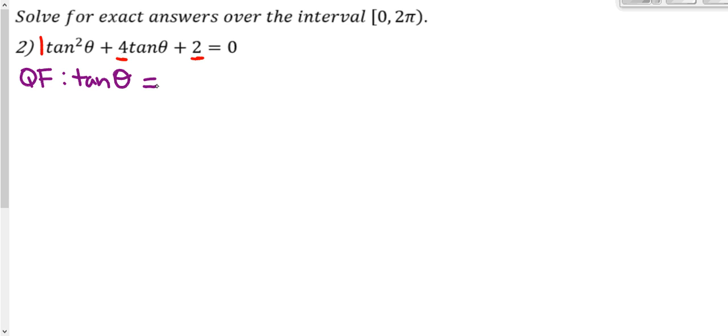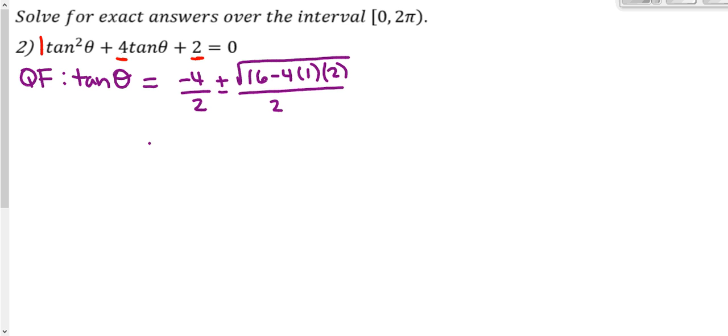We have the opposite of b, -4 over 2a, 2, plus or minus the square root of b squared, 16, minus 4ac, minus 4 times 1 times 2, over 2a, 2. Now we simplify. So we have -2 plus or minus the square root of 8 over 2. And I'm not going to take the time to do every single tiny step, but you know that square root 8 is 2 square root 2, and that's going to reduce with the 2 on the bottom. So we have negative 2 plus or minus square root 2. And that is equal to tangent theta. So we actually have two numbers there. We have the one with the plus and the one with the minus.